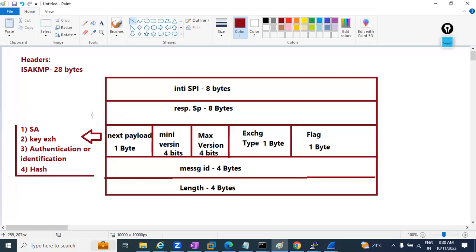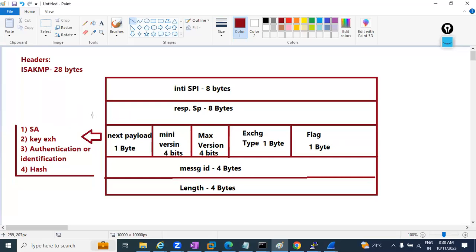In interviews they can ask you what the initiator SPI is, what the size of the initiator SPI is, and what the total size of the ISAKMP header is. Most of the time during VPN, we always discuss headers. Headers are the important concept here. When we are using GRE, what is the size of the GRE header? That is 4 bytes.